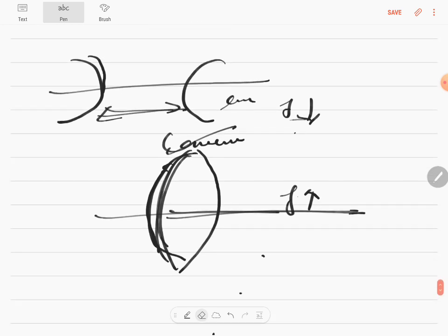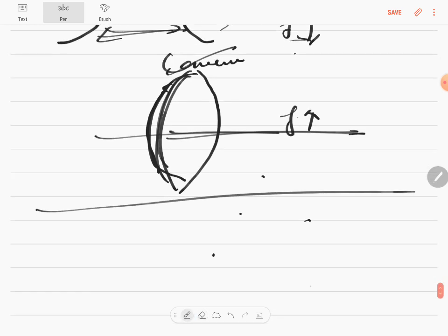Okay, are you clear? I hope you're clear. So this is the answer for this question. So when the focal length increases, since power is the reciprocal of focal length, the power decreases. How will the power of the concave lens change? Okay, so that answers your question.